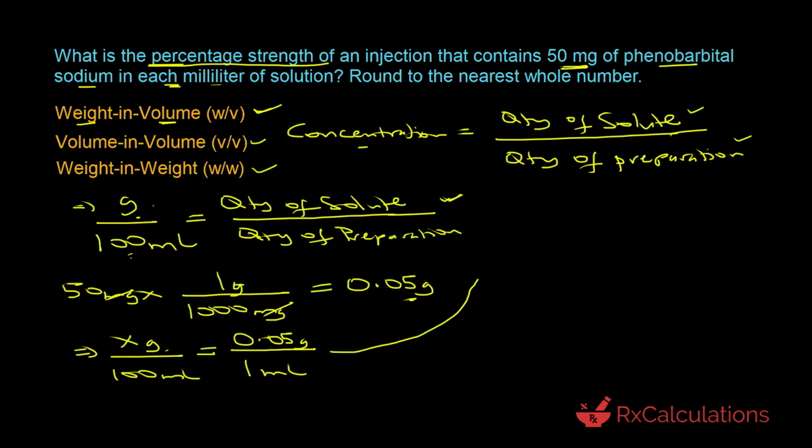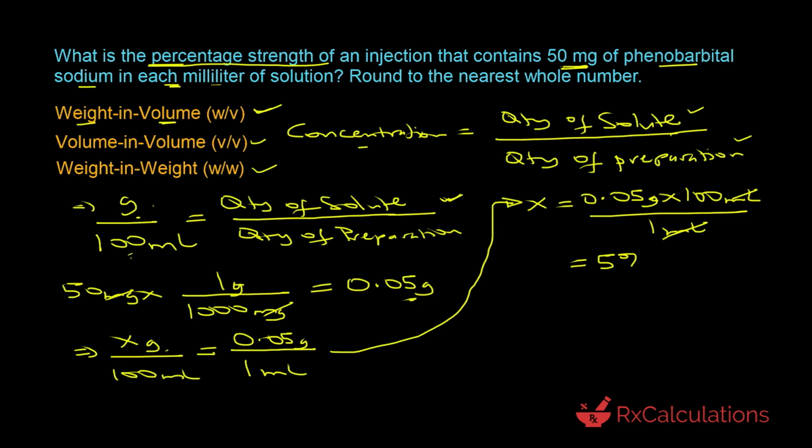So we can now go ahead and solve for x, which is the unknown. And when we solve for x, that is going to be the percentage strength. So x is going to be equal to 0.05 grams times 100 milliliters divided by 1 milliliter. Now the milliliters cancels out and you end up with 5%.